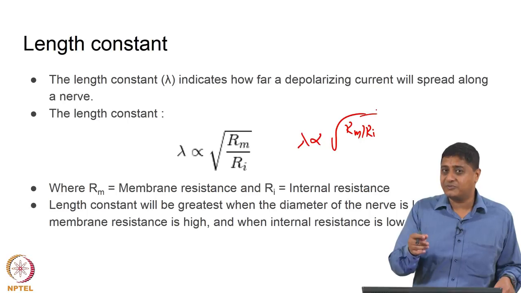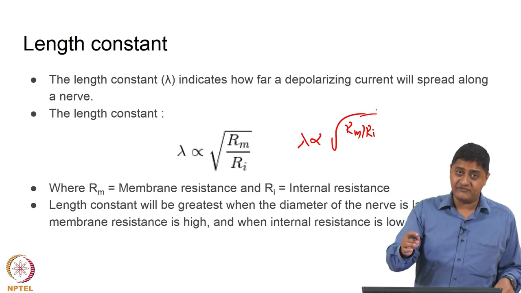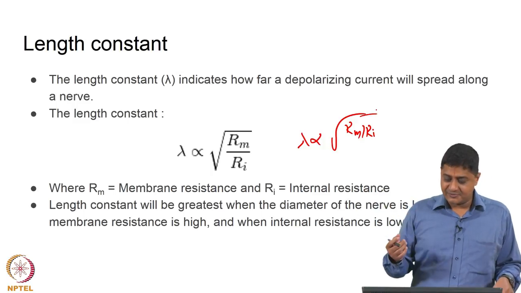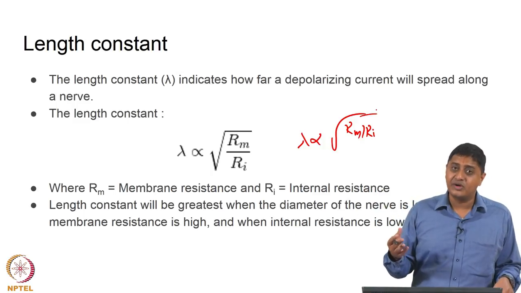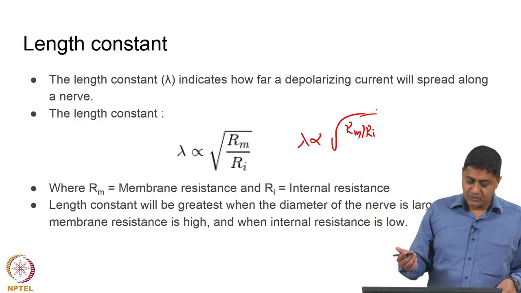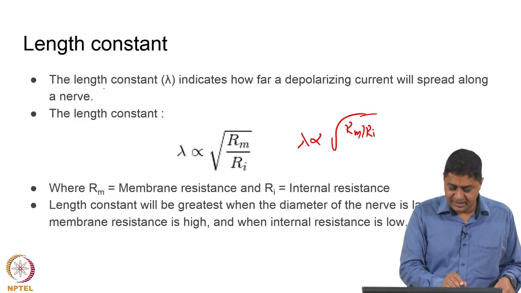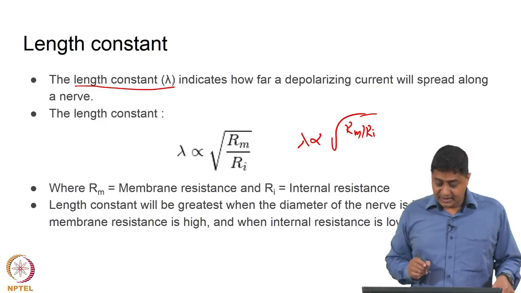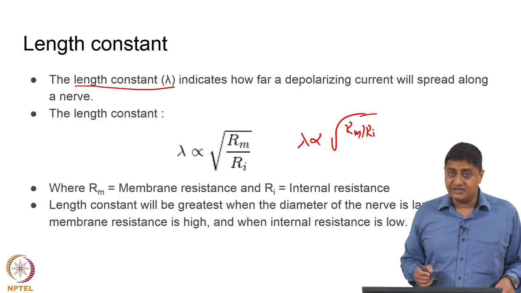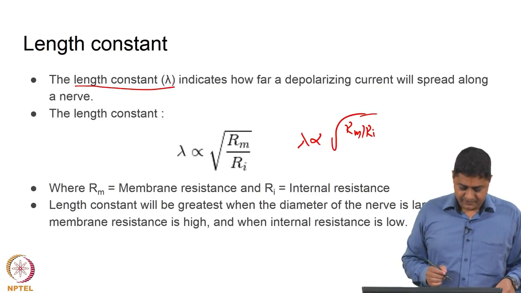You do not want them to be placed too close or too far away. If the voltage gated sodium channel is placed, for example, too far away, it is possible that the sodium current will not be sufficient to cause the action potential in that one. So, to what extent can you travel? That is the question that is given by the length constant lambda, right. I said lambda is basically the square root of Rm divided by Ri, okay.